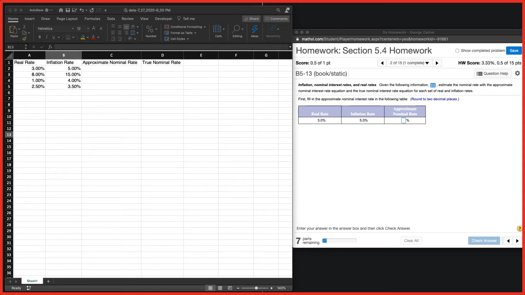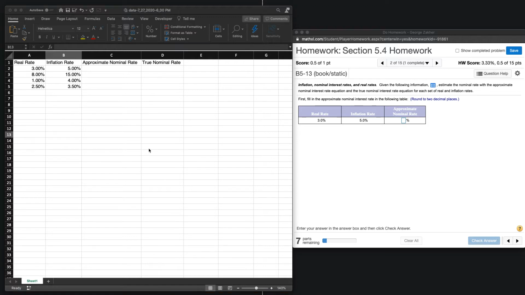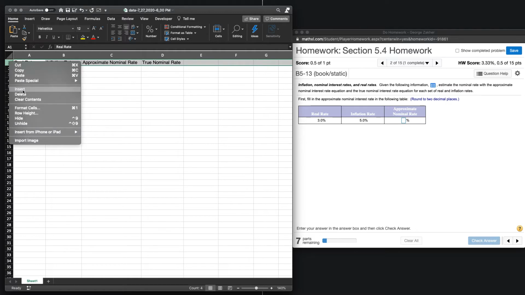Hey everyone, welcome to homework section 5.4, question 13. We'll be taking a look at inflation, nominal interest rates, and real rates. So what we'd like to be doing in this question is first calculating the approximate nominal rate and then the true nominal rate. Before we get into the calculations, let's just identify our variables first.